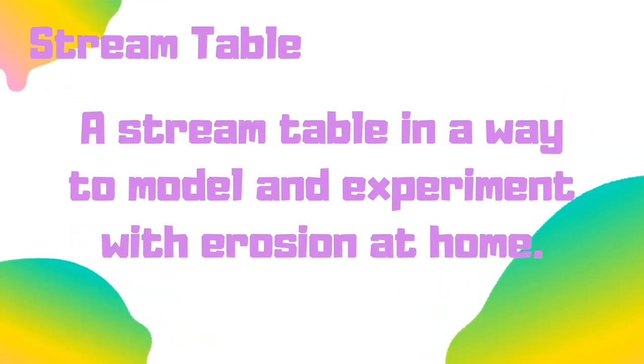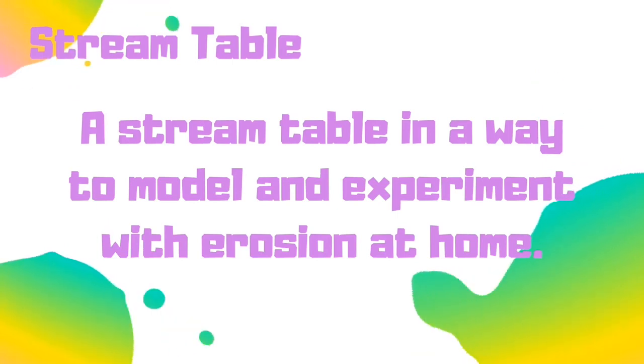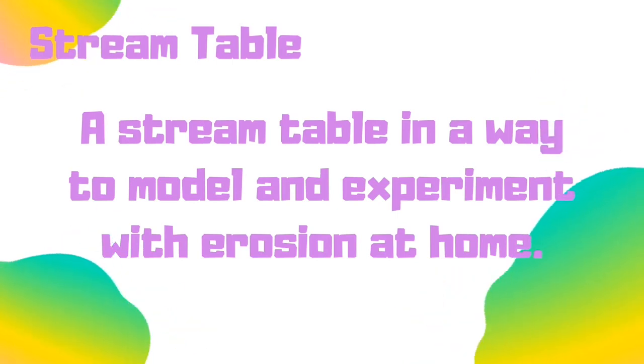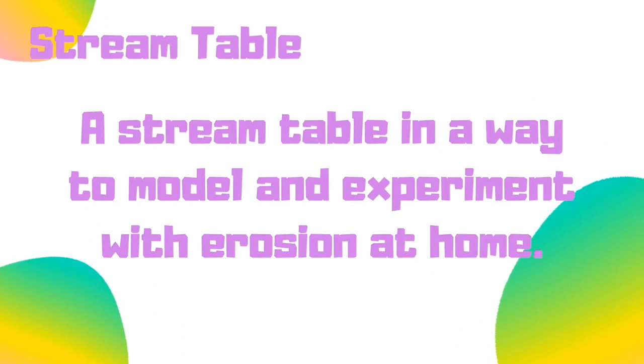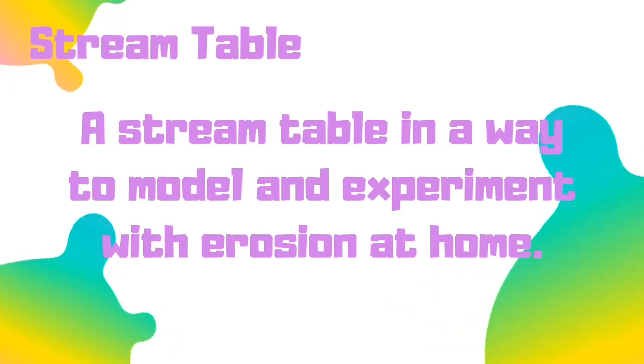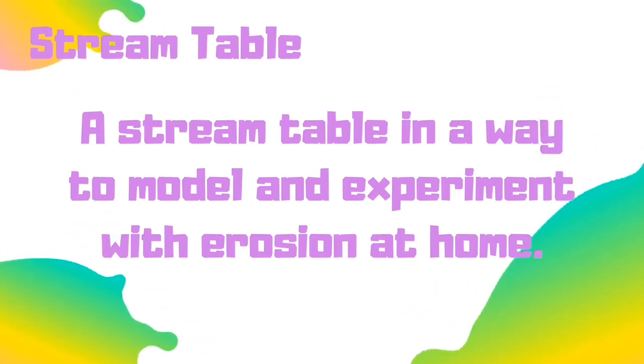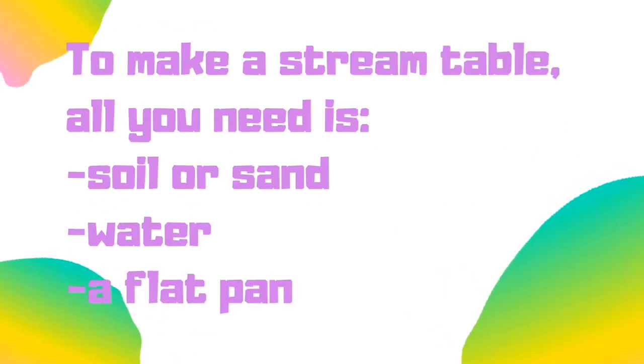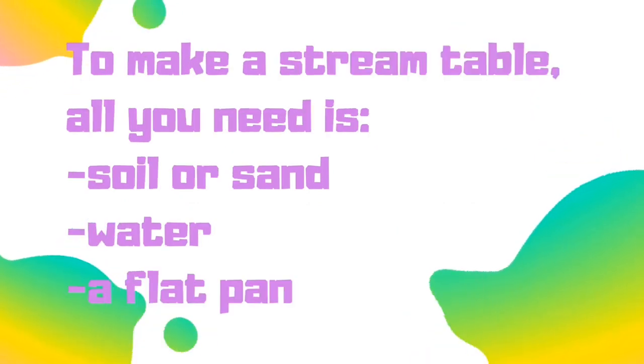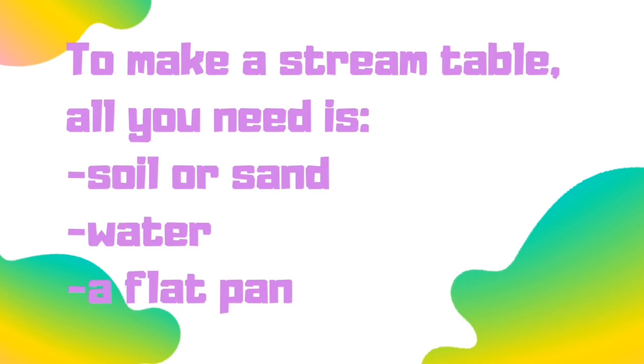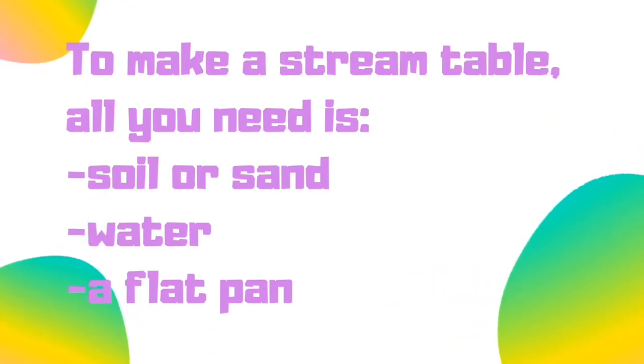The best part about erosion, weathering, and deposition is that it's an easy enough thing to model at home using a stream table. A stream table is a way to model and experiment with erosion at home. It's pretty fun and pretty easy, but you'll want to make sure you have your parents' permission and probably do it outside. To make a stream table, you won't need much. All you need is soil or sand, water, and a flat pan.